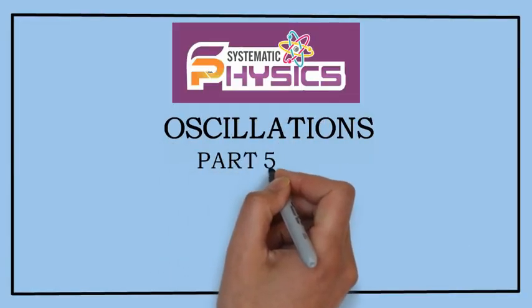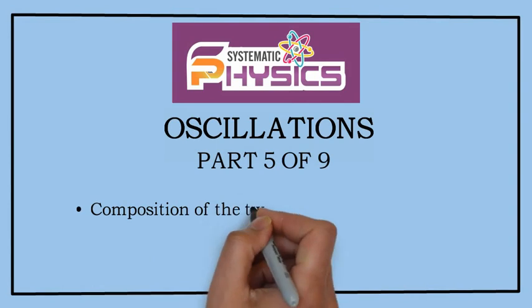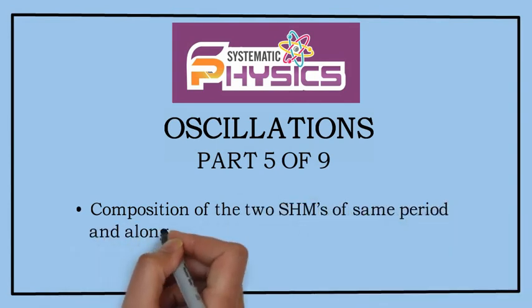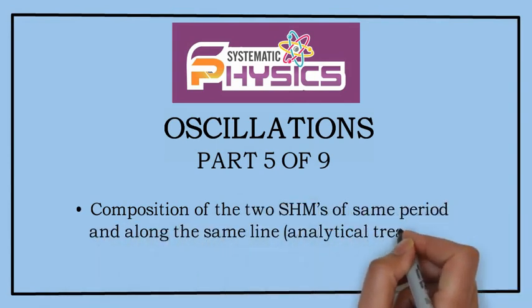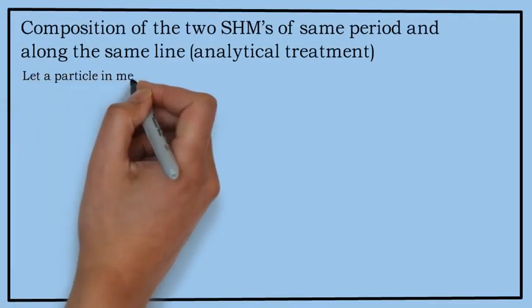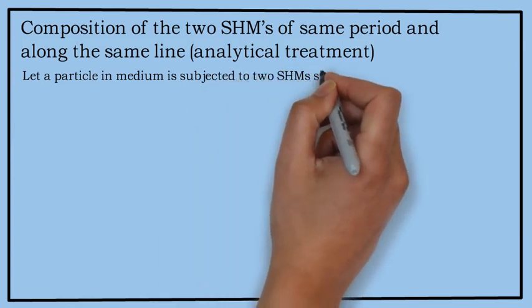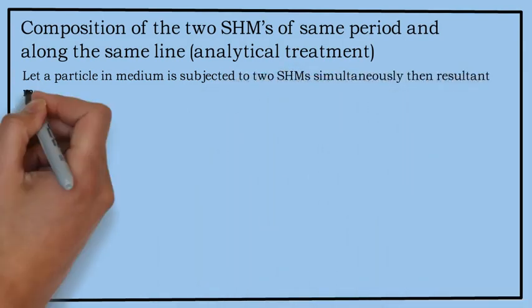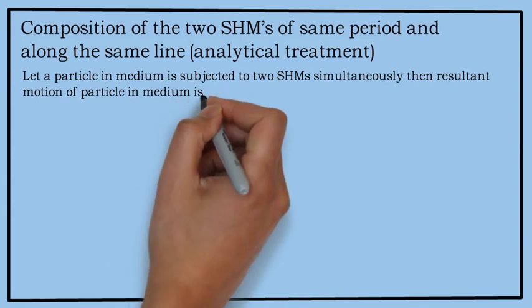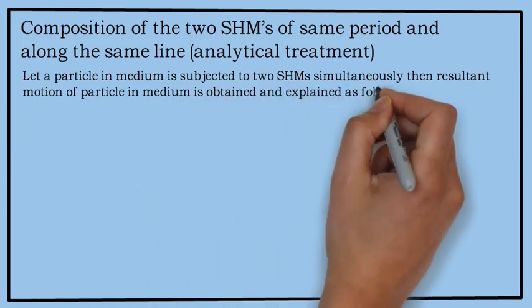Oscillations, part 5 of 9. Composition of two SHMs of same period and along the same line. It's called analytical treatment to SHM. Let a particle in medium be subjected to two SHMs simultaneously. Then the resultant motion of the particle in medium is obtained and explained as follows.